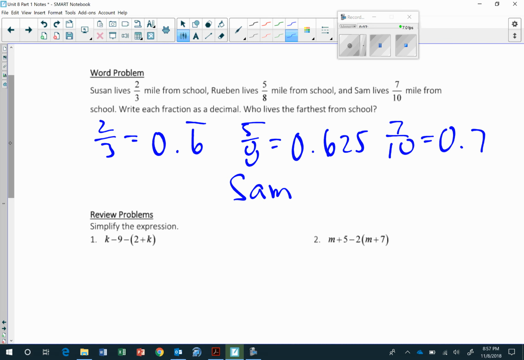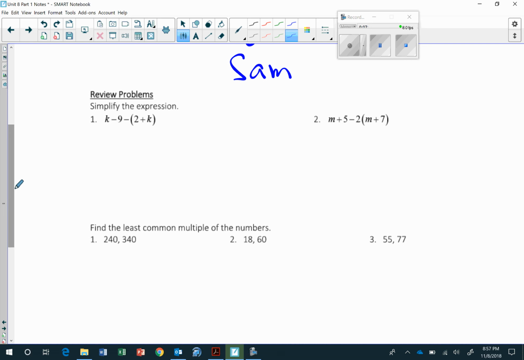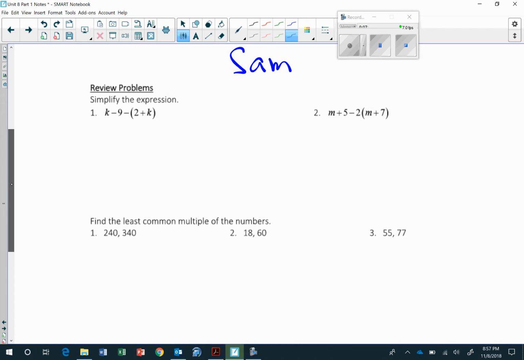All right, if you look, there are some review problems with simplifying expressions and finding least common multiples. Make sure you complete those and show them to your teacher before you move on.